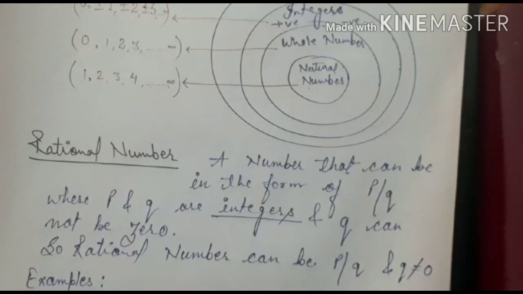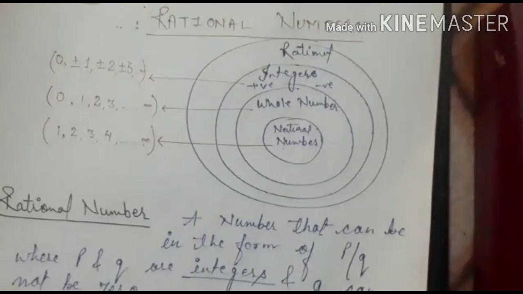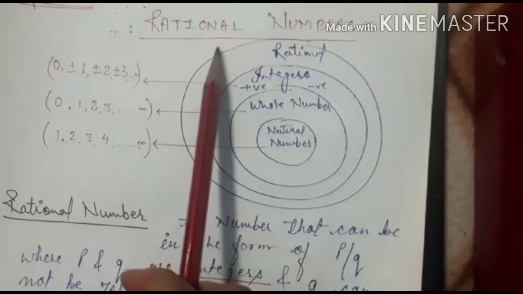This is the first chapter of class 8 mathematics. The chapter's name is Rational Numbers.